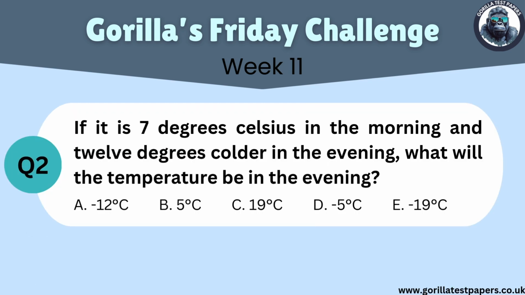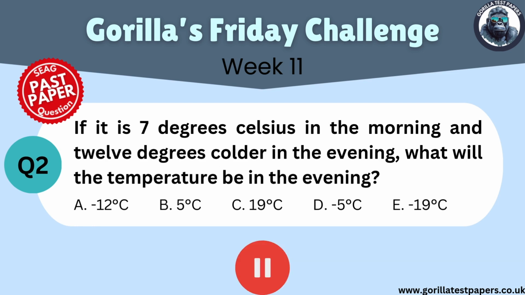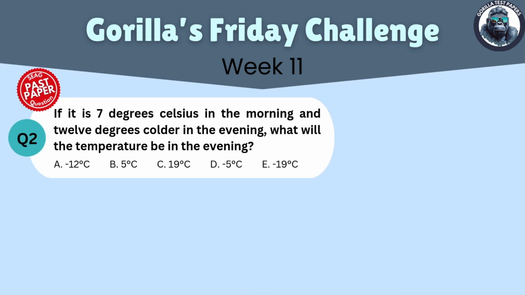This is the second question of the week. Although SEAG past papers aren't officially released, this question is said to be from an SEAG past paper. The question asks, if it is 7 degrees Celsius in the morning and 12 degrees colder in the evening, what will the temperature be in the evening? The answer choices are minus 12 degrees Celsius, 5 degrees Celsius, 19 degrees Celsius, minus 5 degrees Celsius, and minus 19 degrees Celsius. Pause the video now to try the question yourself. Alright, let's get into it.